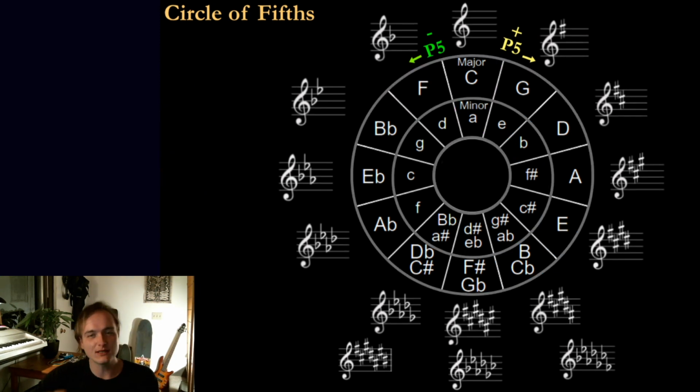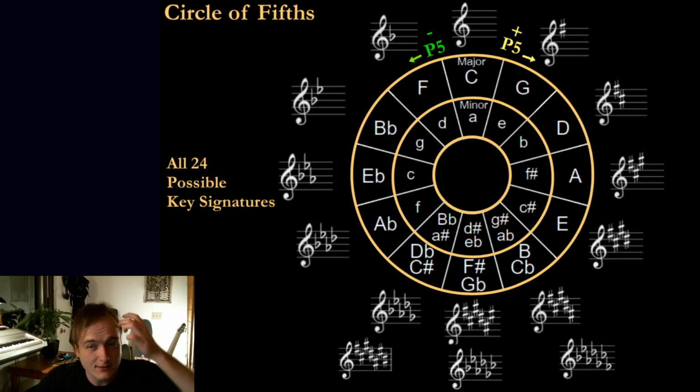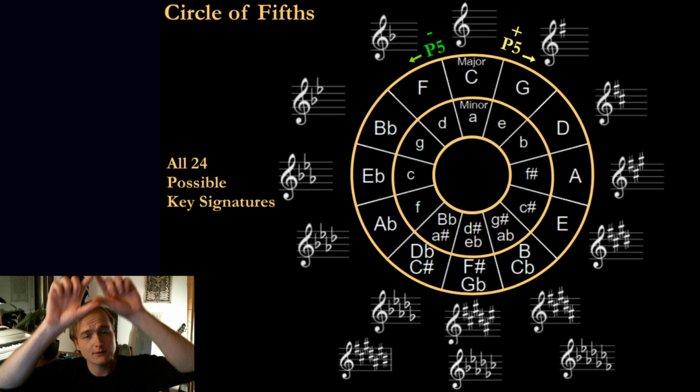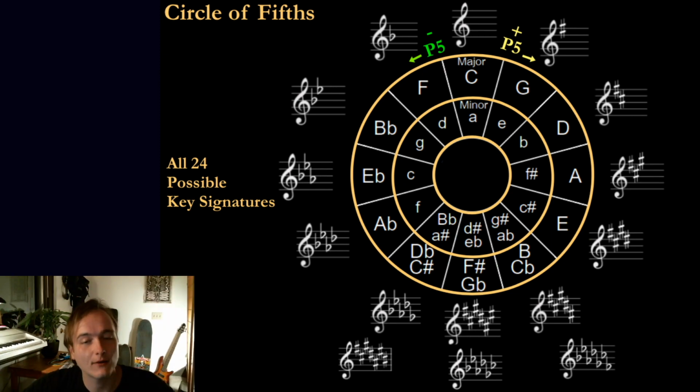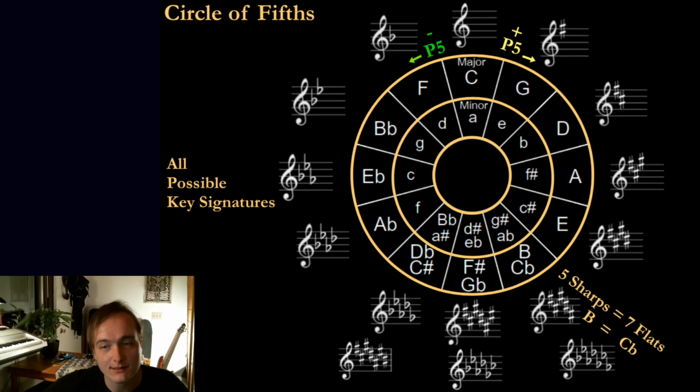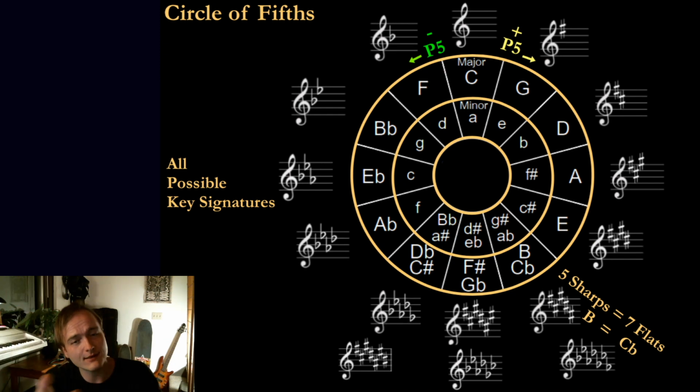That's basically all you need to know about it right now. You just have to get a sense of this in your head, that any of these 12 notes can have a major key on it and a minor key on it. So what this really is, is all 24 possible key signatures laid out in a systematic overarching format so we can really see. And as I said, it wraps around on itself at the bottom.